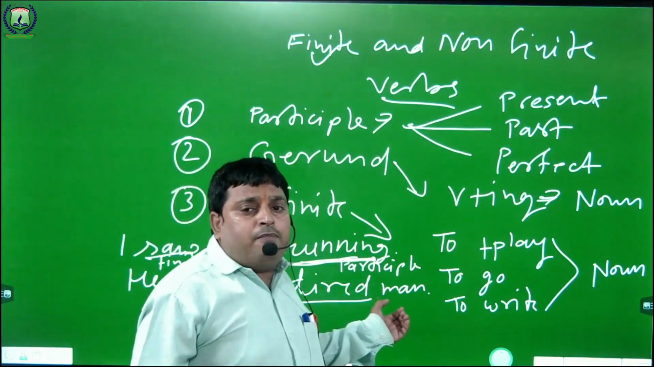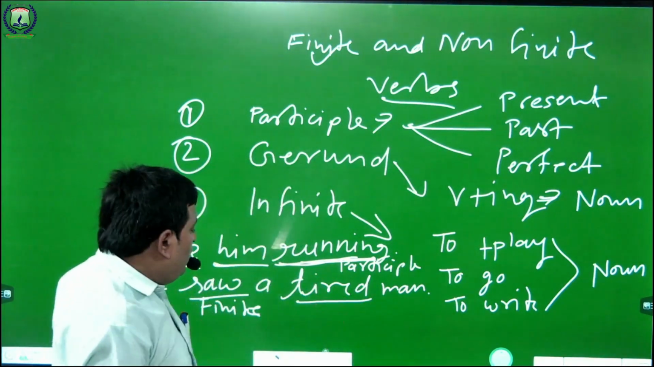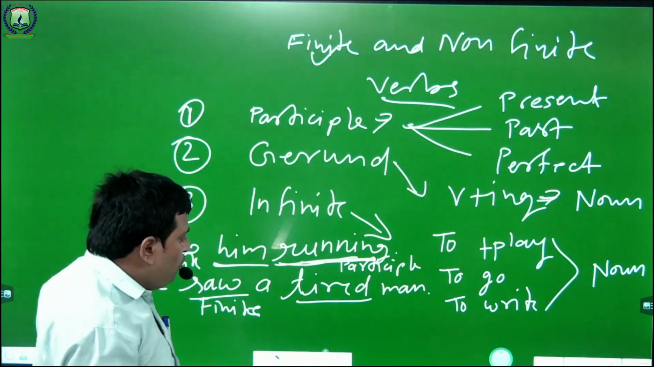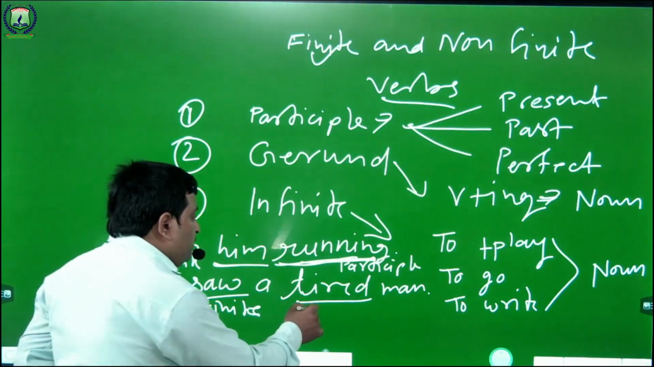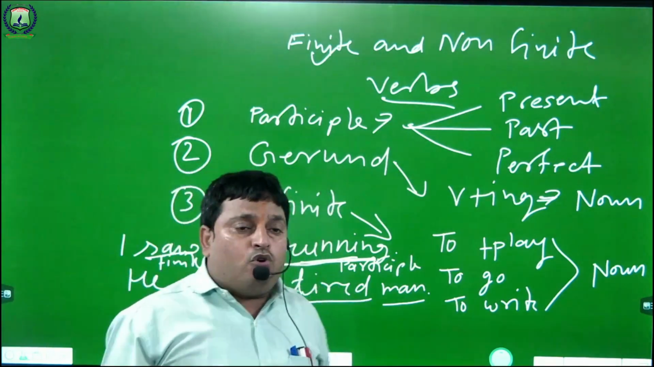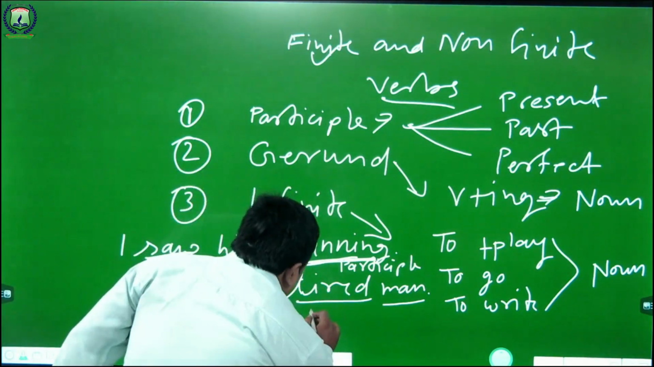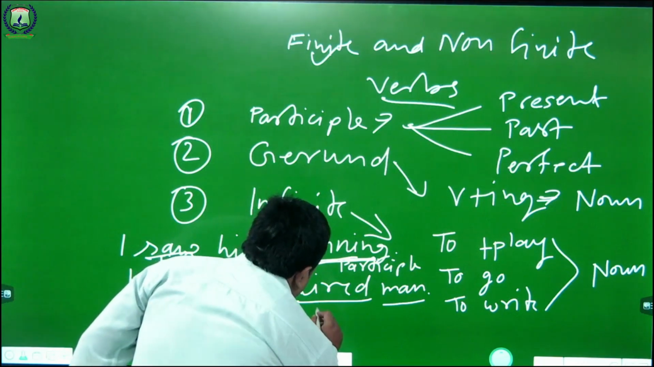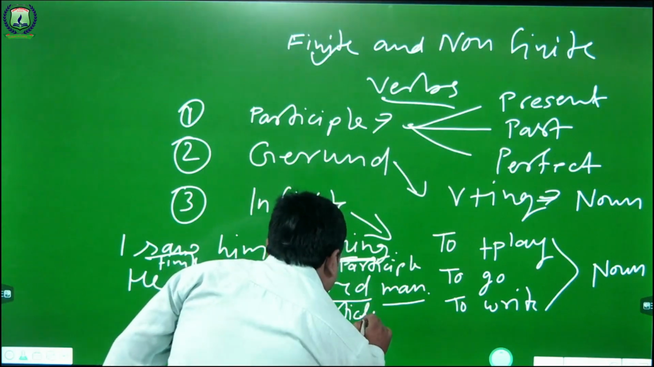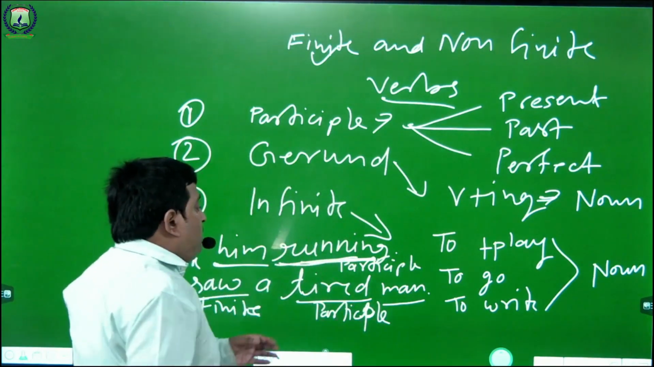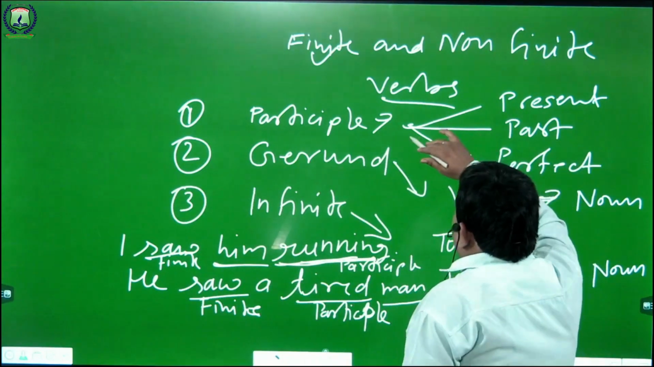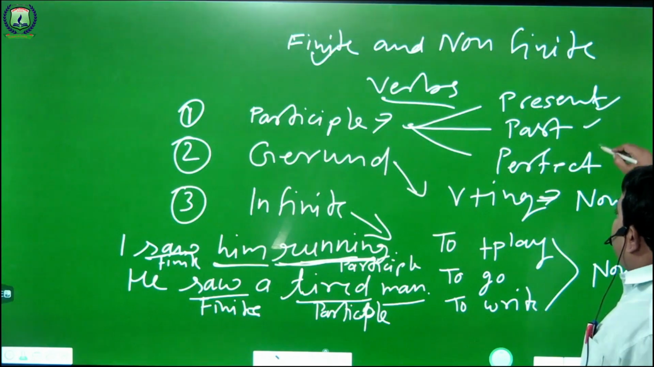Tired is the third form of the verb tired: the first form, and its past form, it means the third form. Thake hue aadmi ko. He saw a tired man. Usne ek thake hue aadmi ko dekha. So here you can understand that this word is known as a participle. But which kind of participle is it? This is a past participle. What I have told you before, there are three types: present, past and perfect.